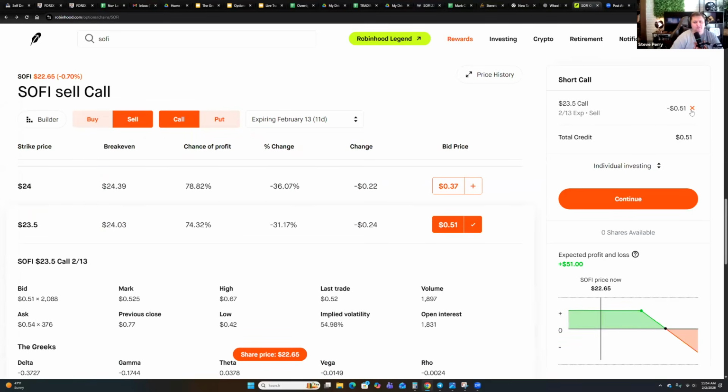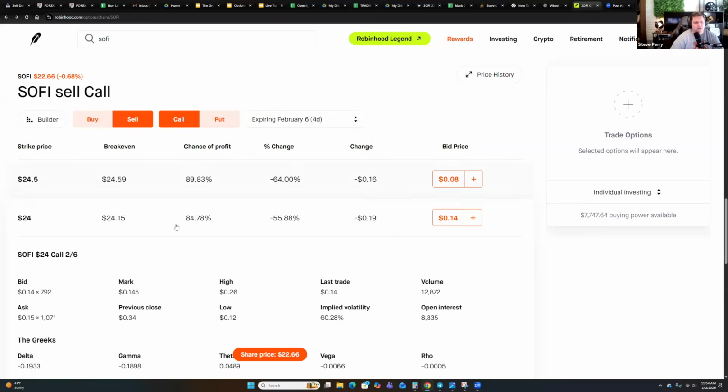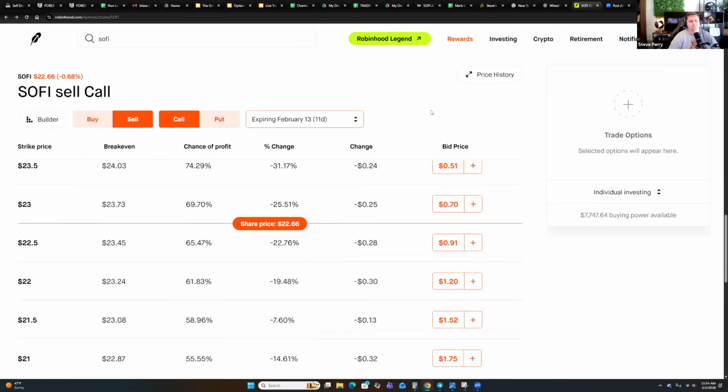Let's go over here. Let's go ahead and remove our cart. I'm debating on doing one for this week. I'm thinking I'll do 11 days out, because I think there's going to be a little bit more premium to earn if I go 11 days out. So we're not going to have it expire this week, but we're going to have it expire on the 11th. That's going to give me some good premium here.